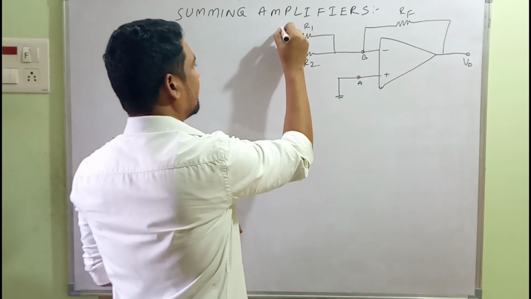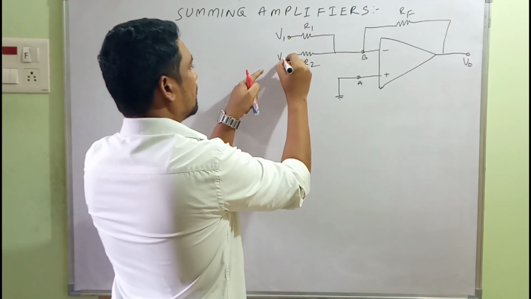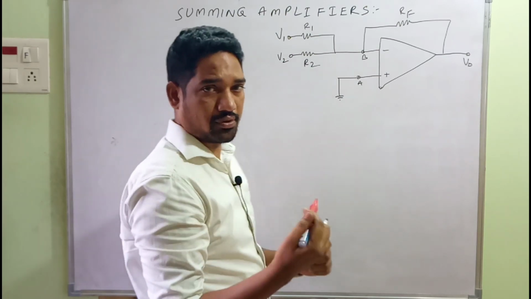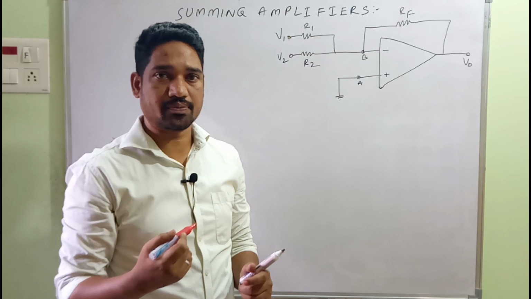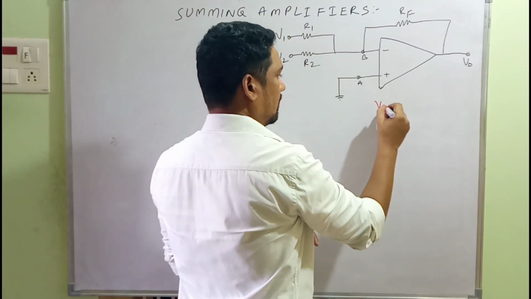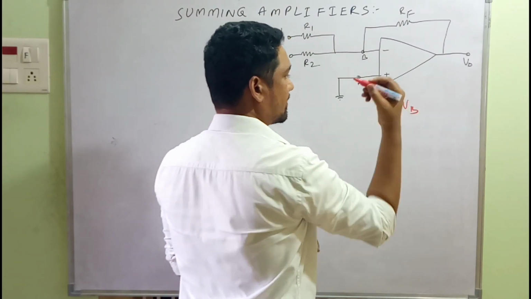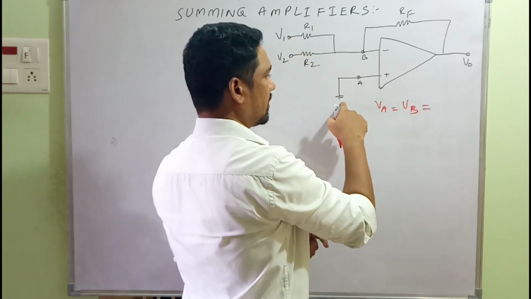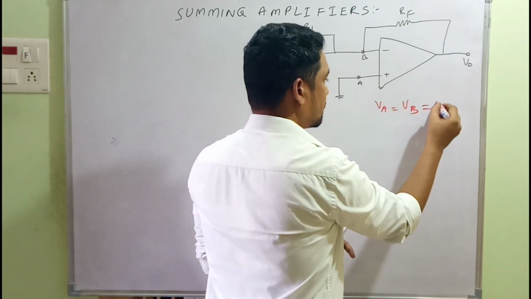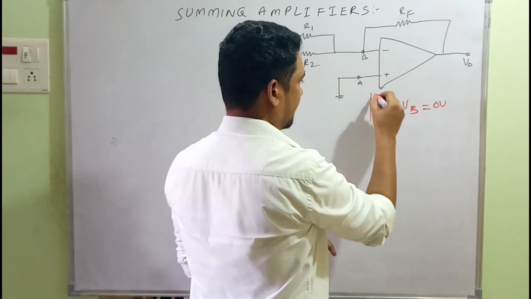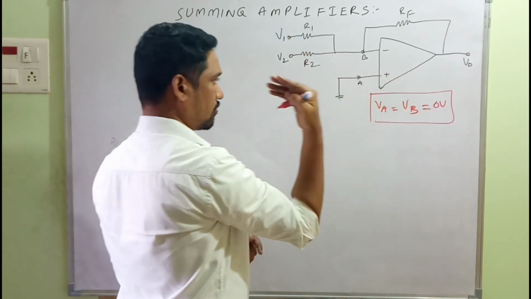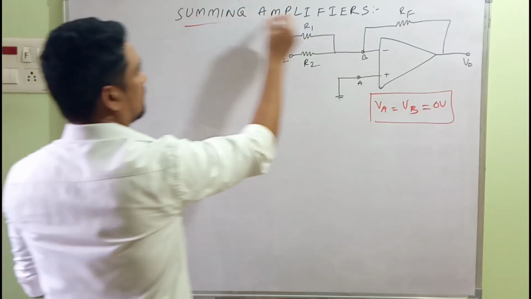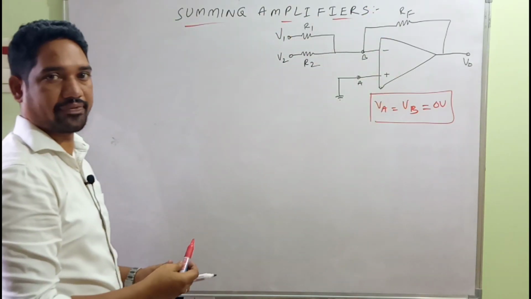We have V1 over here, and we have voltage V2 over here. And according to the virtual ground concept which we have seen in my previous videos, VA will be equal to VB, isn't it? VA equal to VB, which is equal to, A is at ground potential, and ground potential is always 0 volts, right? So we have to make use of this one to reach that point. The main objective of this video is summing amplifiers, a practical application of an operational amplifier.